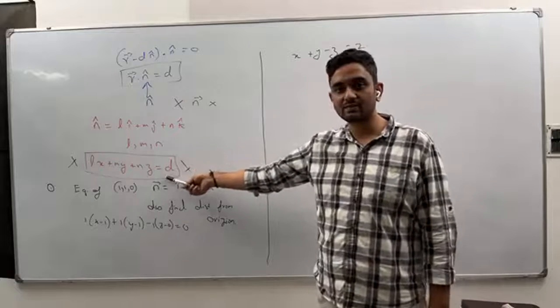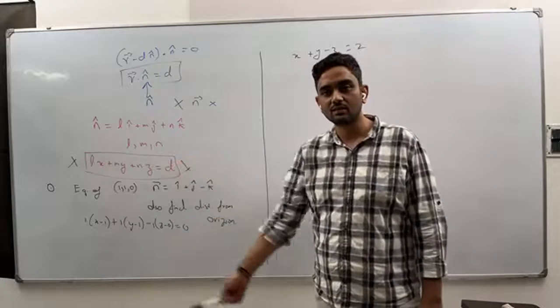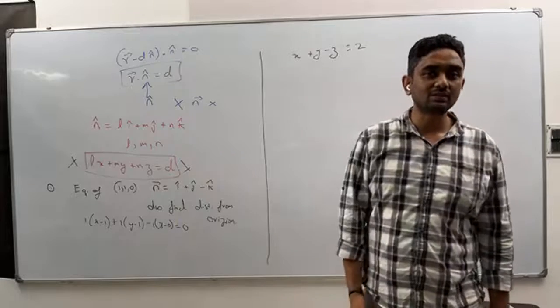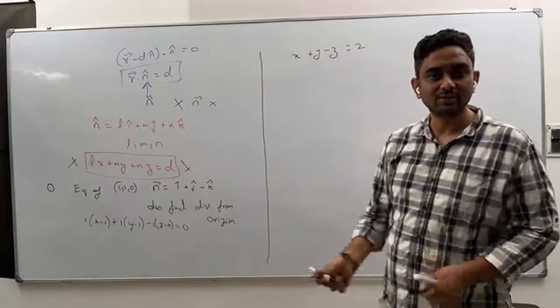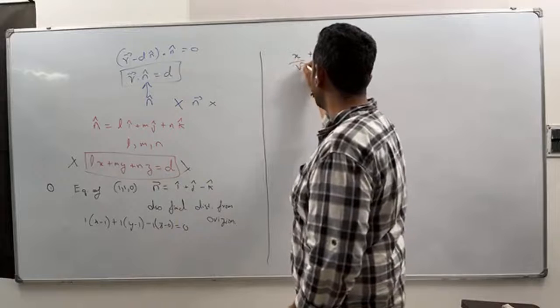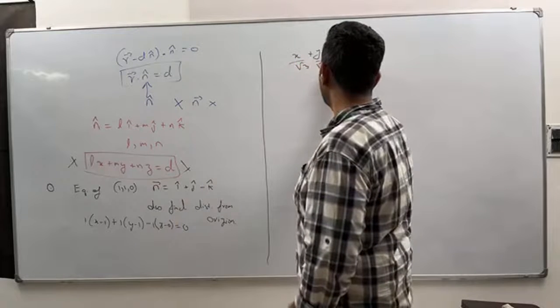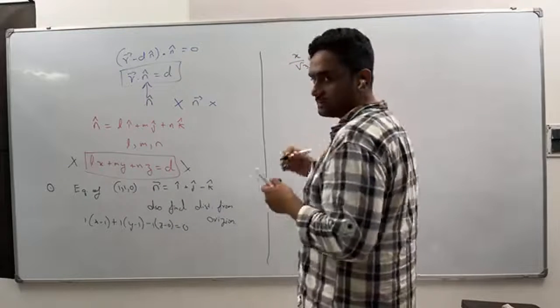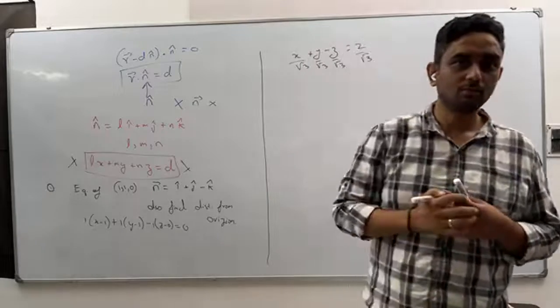The constant can be the distance d only when the coefficients are direction cosines. Right now it is direction ratios. So what will we do? We'll divide with the magnitude, root 3 for each. So what should be the distance? 2 by root 3.